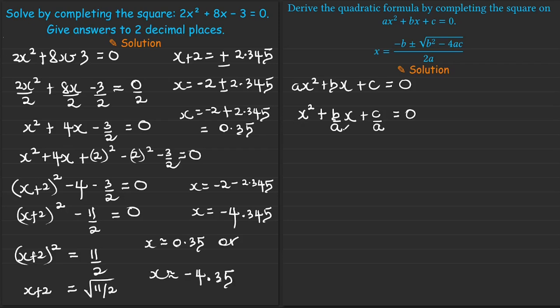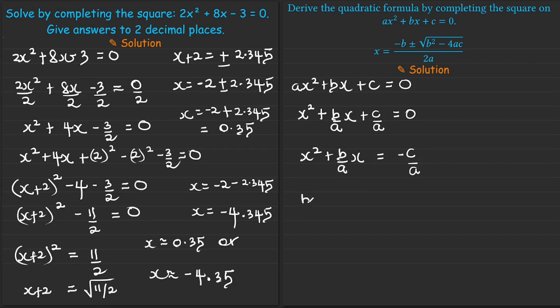Now, if we've been able to divide everything by a, then just as we've been doing, let's move this constant term to the right hand side, so that what we have left on the left hand side will be those that have x. With that, we have x squared plus b over a x, which is equal to negative c over a.